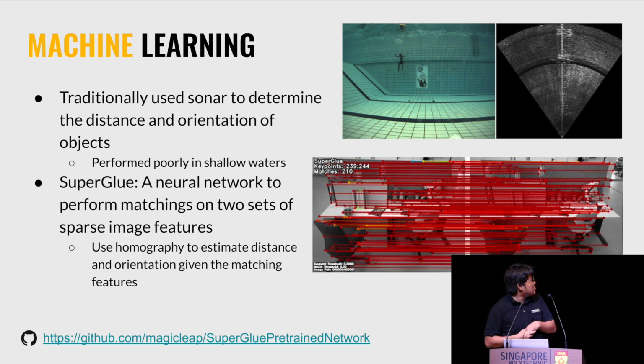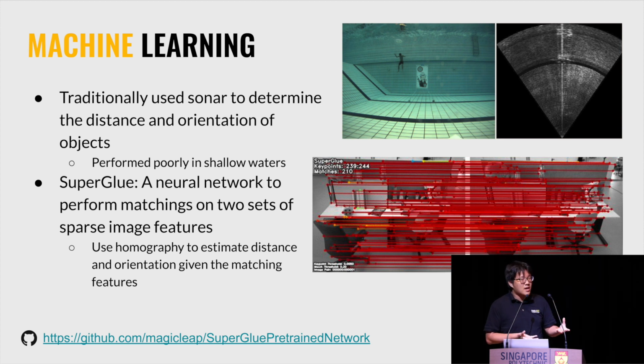So this year, what we've tried to do is use machine learning to help with object localization as well. So we are making use of SuperGlue. SuperGlue is a neural network, and it's able to perform matching on two sets of images to give you the features. You can see a bit of a demonstration on the bottom right, taken from the GitHub page. There's nothing to train.